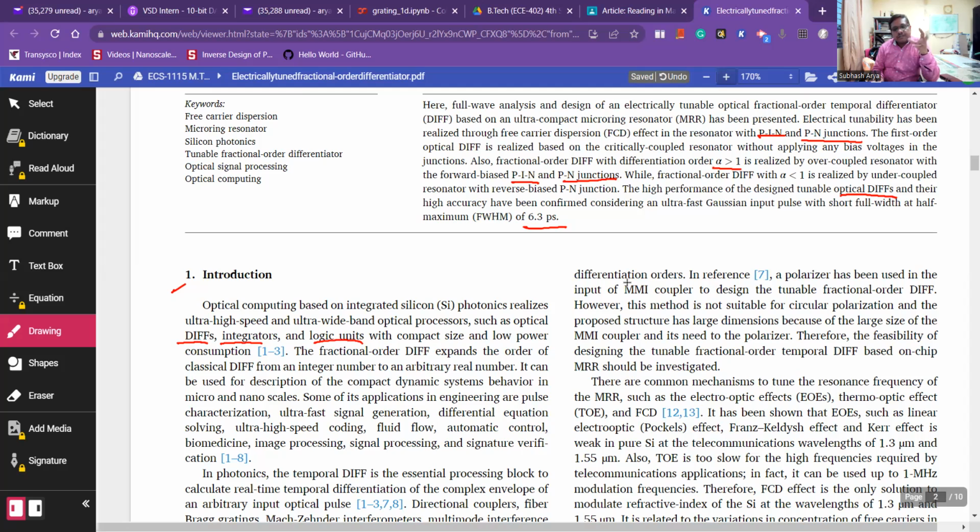The fractional order differentiator expands the order of the classical differentiator from an integer number to an arbitrary real number. It can be used for description of the compact dynamic systems behavior in micro and nano scales. Some of its applications in engineering are pulse characterization, ultra-fast signal generation, differential equation solving, ultra-high-speed coding, fluid flow, automatic control, biomedicine, image processing, signal processing, and signature verification.